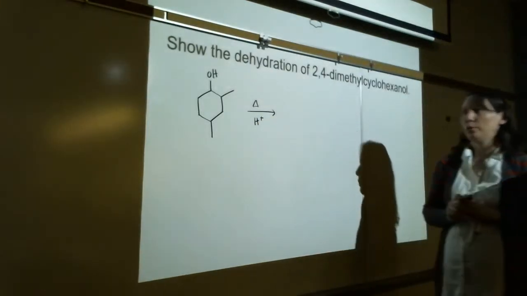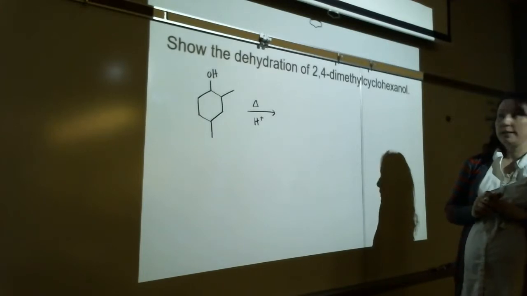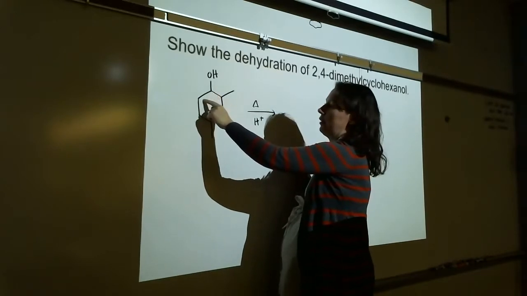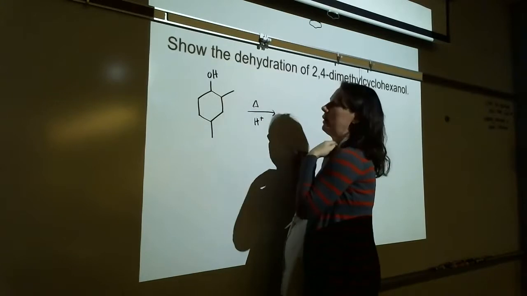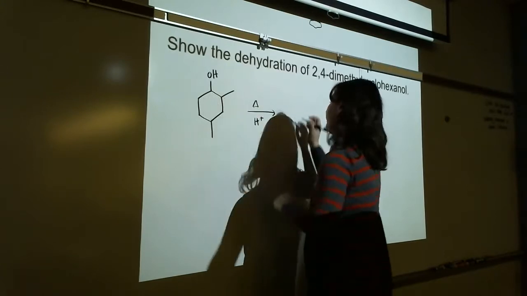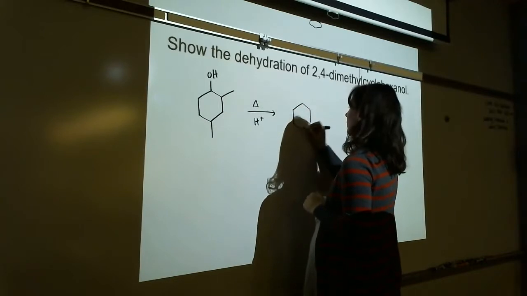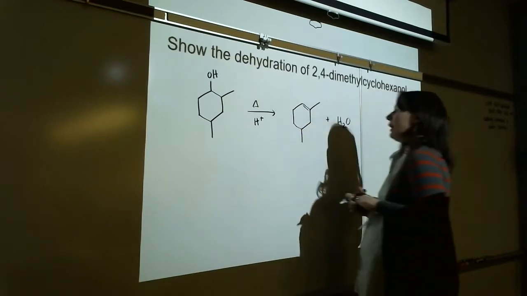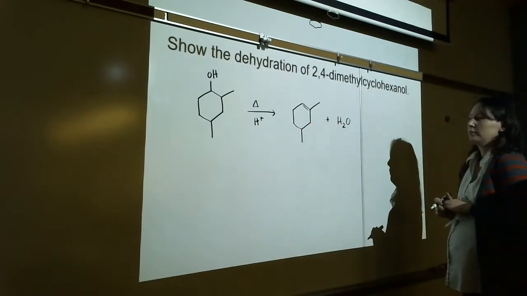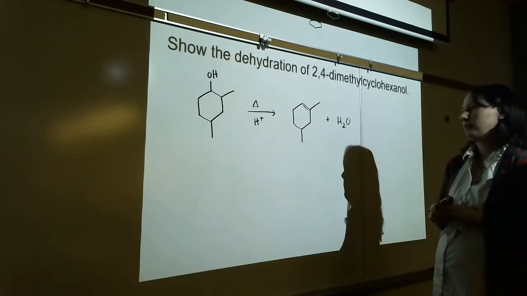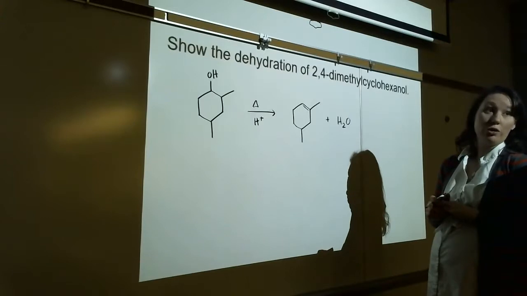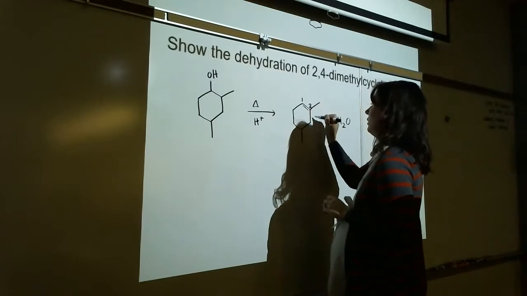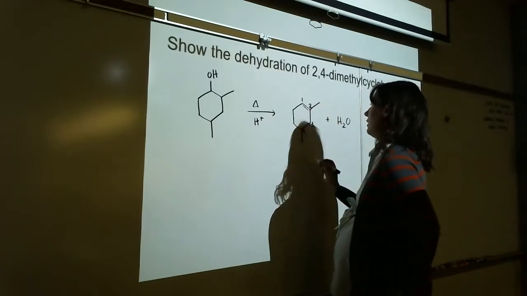Is Zaitsev's rule going to apply? Yes, it is, right? Because I could get the double bond here, or I could get the double bond here, on the right versus on the left. Which one is the winner? On the right. So we get this plus H2O. And let's just practice our nomenclature. How are we going to name this? Numbering has to go through the double bond, right? So 1, 2, 3, 4, 5, 6. So what's the name of this?